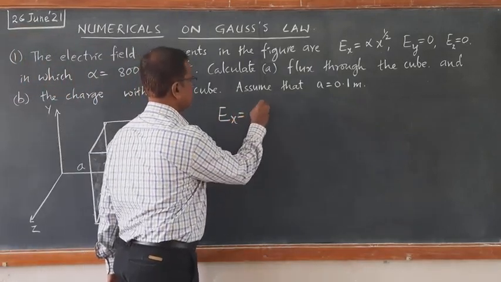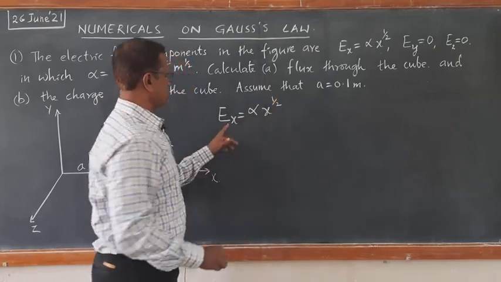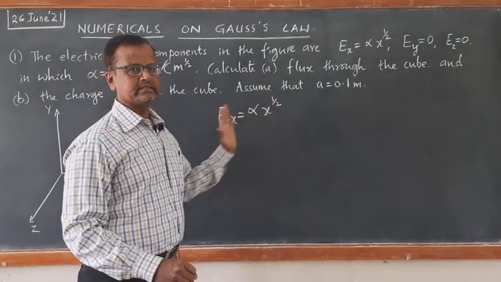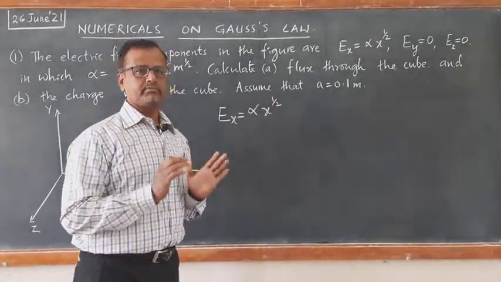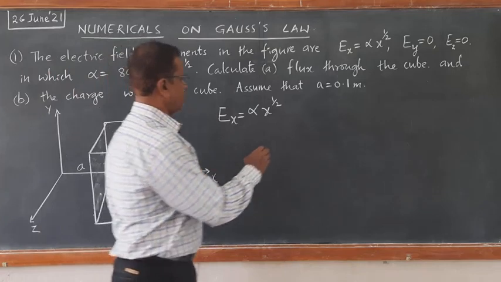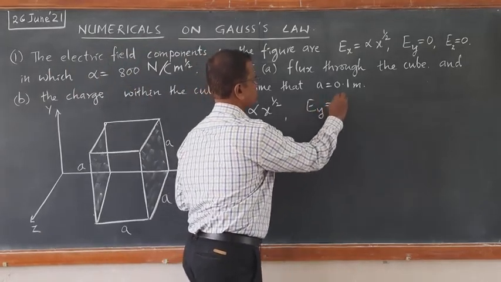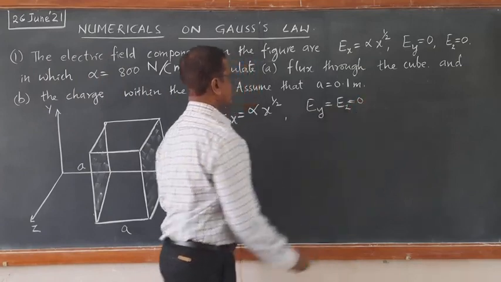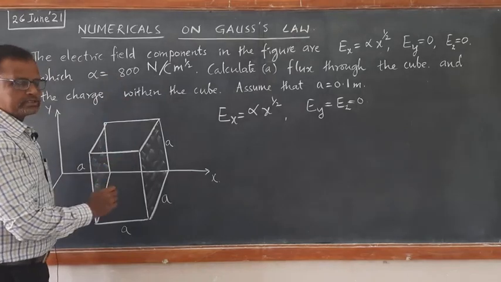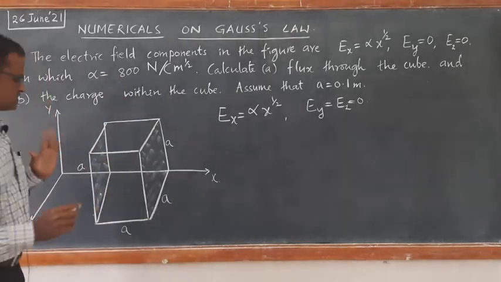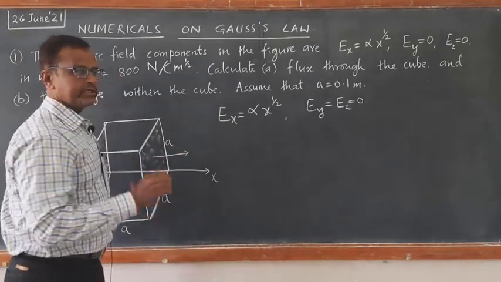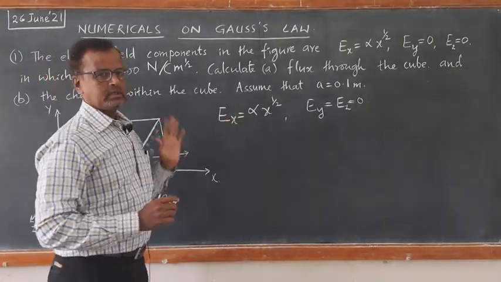Ex is equal to alpha x raised to half, which means the electric field is a function of the position x. As x increases, the electric field increases. It means the electric field is not uniform. It is a non-uniform electric field which acts only along the x-axis, and its y component and z component are 0. The electric field along the z-axis is 0. This is given. So, only the electric field along the x-axis is acting, but that too is not uniform. It varies with respect to the position x.